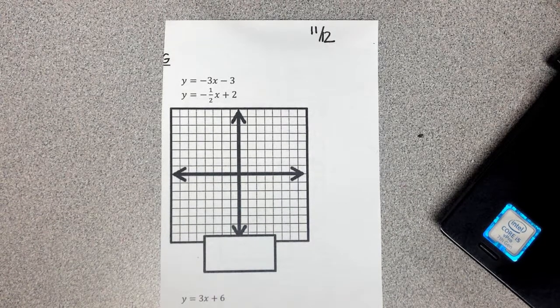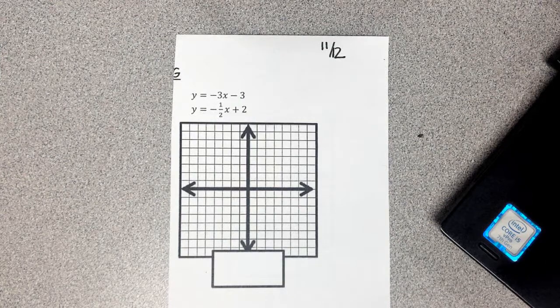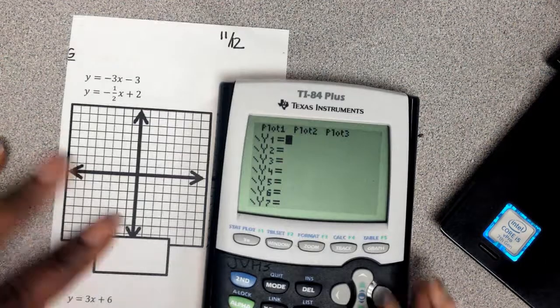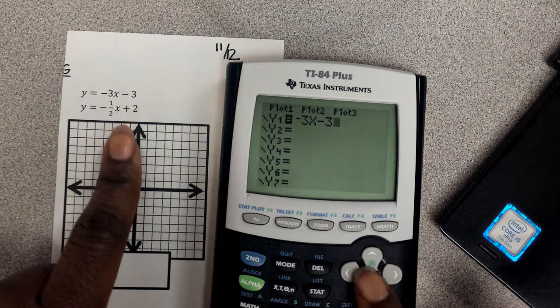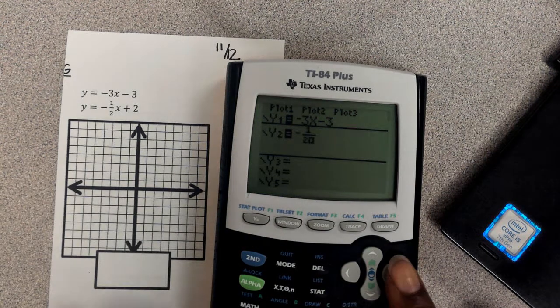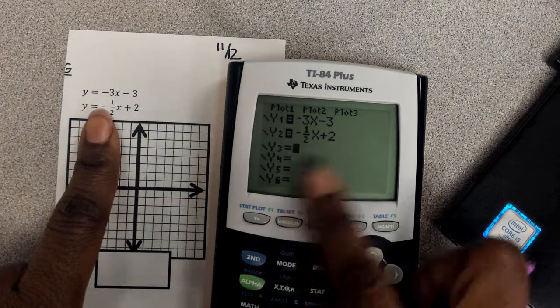Alright, I'm making this video to help us with solving systems of equations. Sometimes it's very easy when both equations are already in slope-intercept form. When both equations are already in slope-intercept form, you just simply need to put them in the calculator, in y1 and y2, and make sure everything's correct.